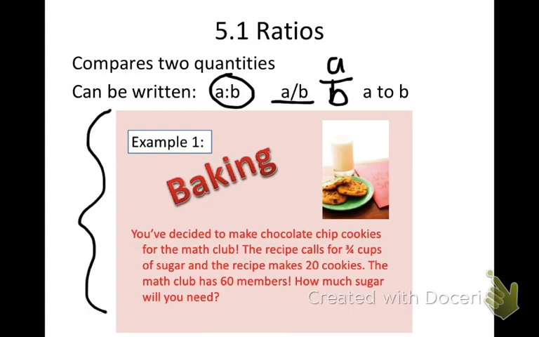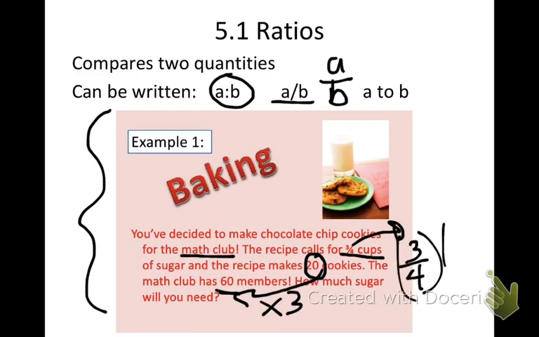You do not need to write this down. Let's say that you had a math club. You're all in math club. And the recipe calls for 3/4 of a cup of sugar to make 20 cookies. But there are 60 members in your math club, so how much sugar would you need to make 60 cookies? Well, we can use our ratios to figure that out. I'll just tell you the answer right now: I need 3 times the amount of cookies for all the members of my math club, so that means I need 3 times the amount of sugar to make my cookies.